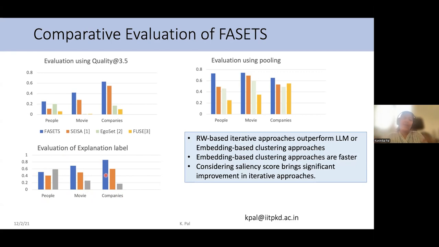As a takeaway, I would say that even though there are so many embedding-based approaches and sophisticated clustering approaches, random walk-based iterative approaches still outperform embedding-based clustering approaches. However, the clustering approach is slightly faster than the random walk-based approach. And finally, when we introduce that saliency score, it has a very good and positive effect on finding the related entities. So that's all.